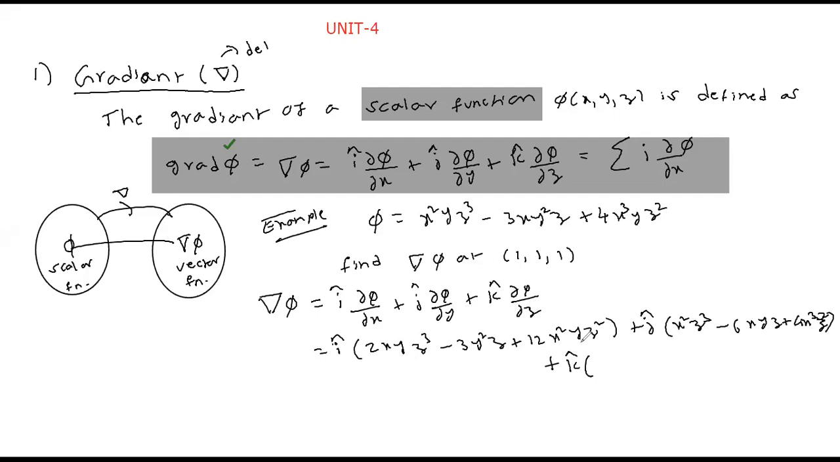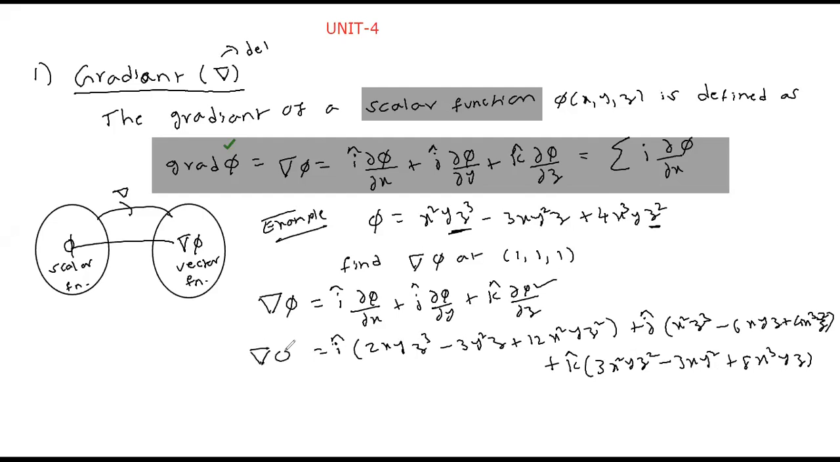Plus k into the derivative with respect to z: 3x square y z square minus 3x y square plus 8x cube y z. Here it has to be 3x square y z square, so it is corrected. I have to find dou phi by dou z, the derivative with respect to z. I think this is correct.